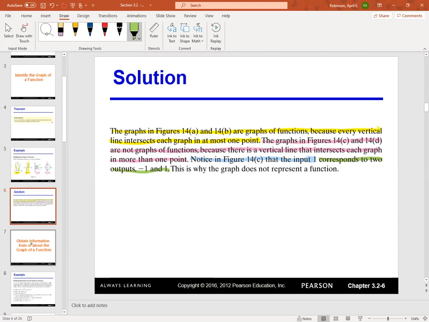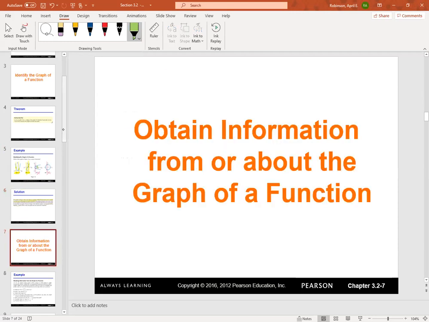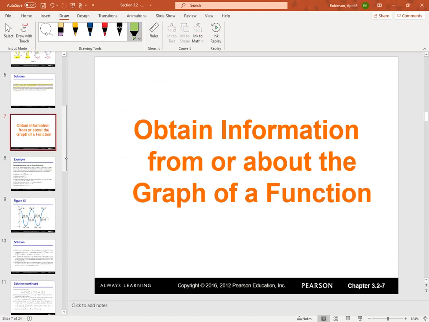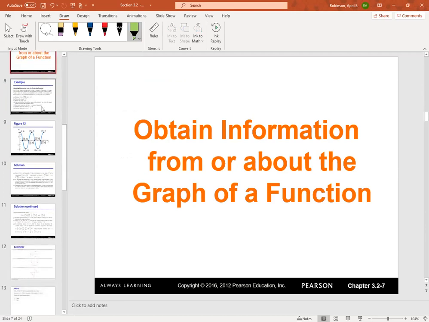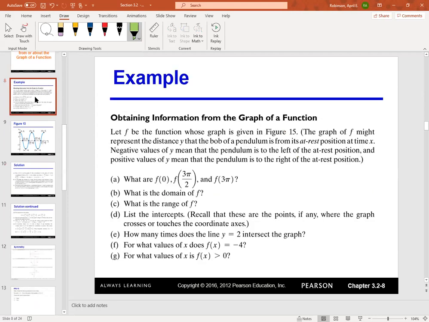So that's that. Now, obtaining information from or about the graph of a function. They've got a big old example in here. It says, let f be the function whose graph is given in figure 15. Figure 15 is on the next slide. And they've got parts A, B, C, D, E, F, and G. They want you to find the answers to all of this. They want what are f of 0, f of 3 pi over 2, and f of 3 pi.